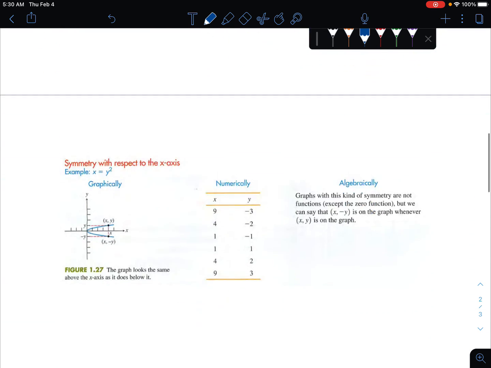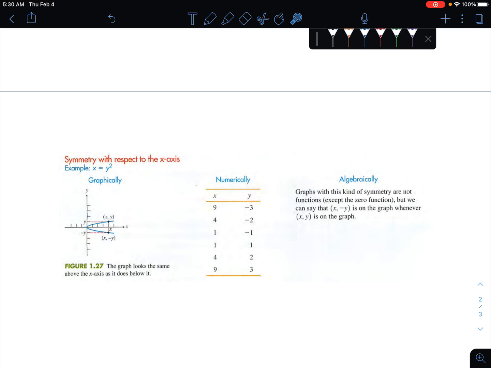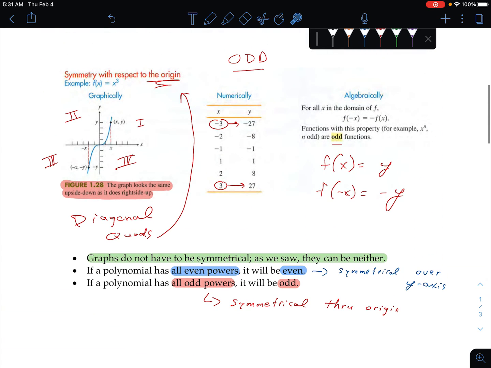We also just see down here, the textbook also shows symmetry with respect to the x-axis. That's not a function, as it very clearly states over here. Graphs with this kind of symmetry are not functions, except the zero function, which we don't need right now. So these are not functions, but it's the same idea where if I plug in a certain x value, 9, I'm going to get out the y value, positive and negative versions. So the same x value is going to give me positive and negative versions of the y value. Not super important to us because we're just focusing on odd and even.